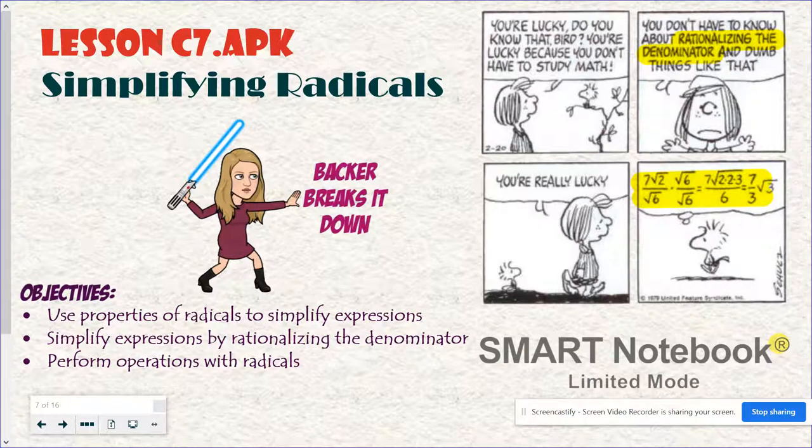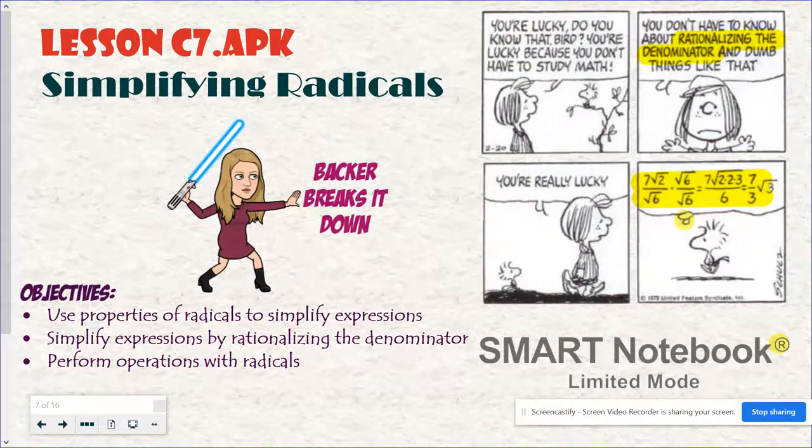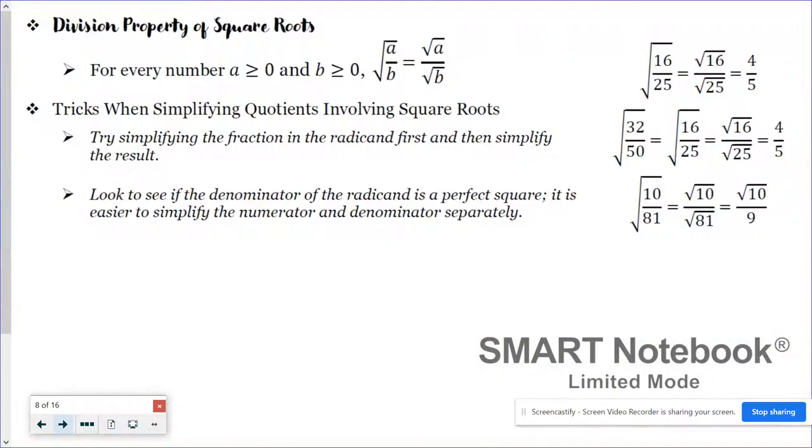In today's episode, we continue to simplify radical expressions. We are going to focus on quotients, however. And this cartoon kind of shows you exactly what I mean when I say quotients. If you look at Woodstock in the last box there, 7 square root of 2 over the square root of 6, that's a quotient. Okay, so let's check out some methods and tricks that we can use to do this.